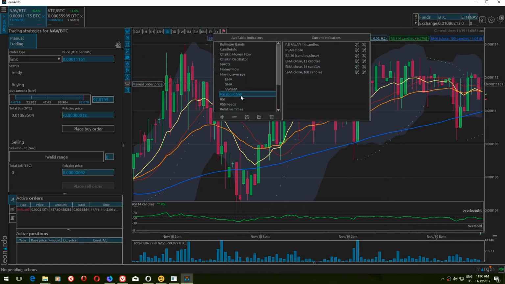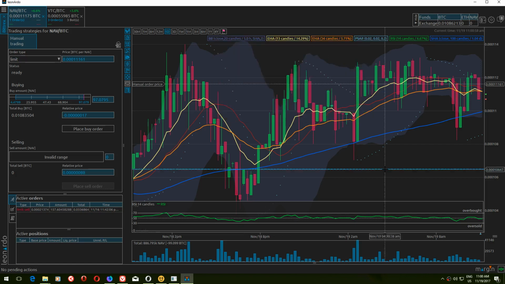Finally, I use this indicator as well. It's called Parabolic SAR. This basically tells you the trend of the coin, when it's down and when it's up. So it kind of gives you the spaces, and it just helps you see the overall picture.